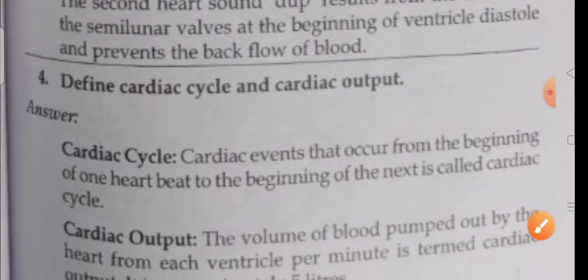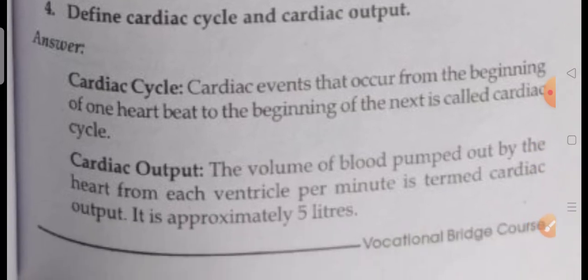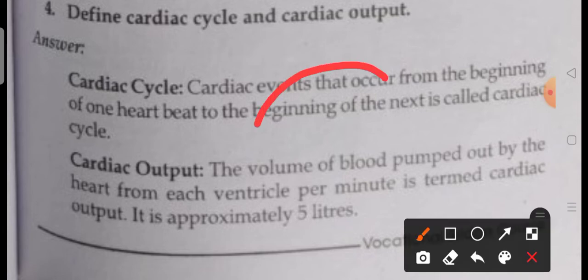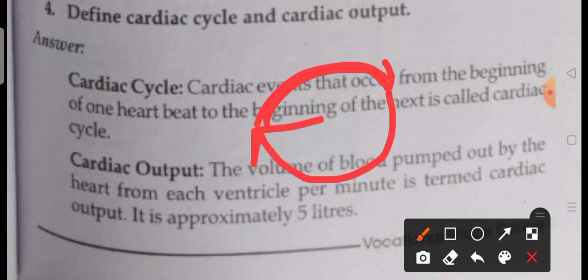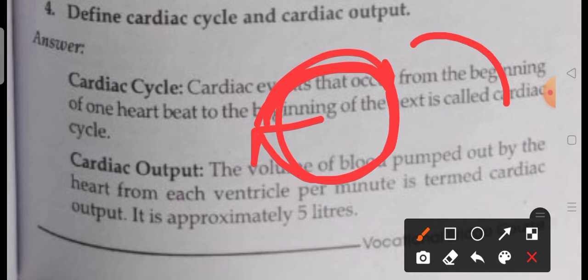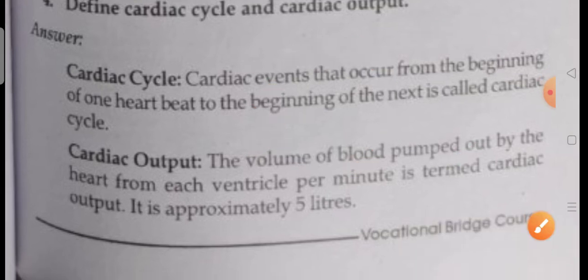Next, define cardiac cycle and cardiac output. The cardiac cycle is the cardiac events that occur from the beginning of one heartbeat to the beginning of the next heartbeat. This is known as the cardiac cycle.